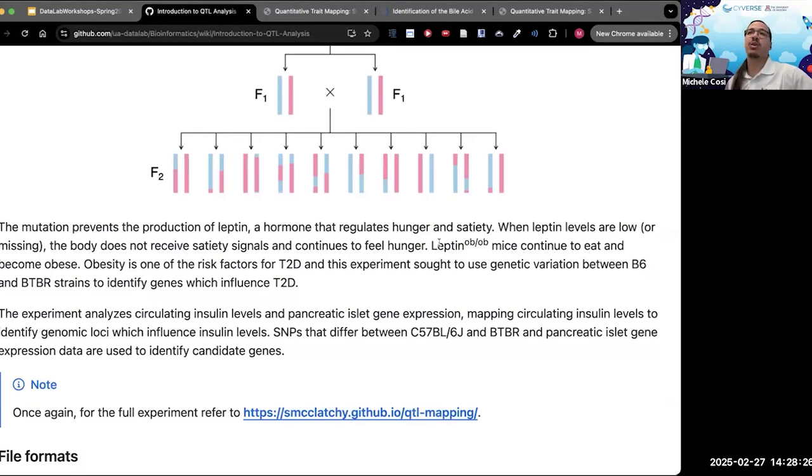And what this experiment wanted to do was to use the genetic variation between the B6 and the BR strains to identify genes which influence type 2 diabetes.